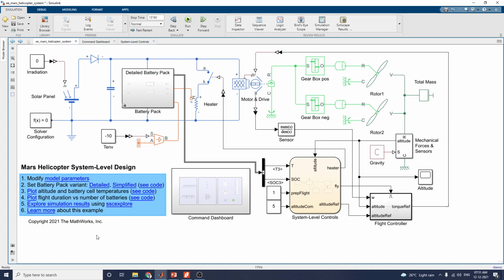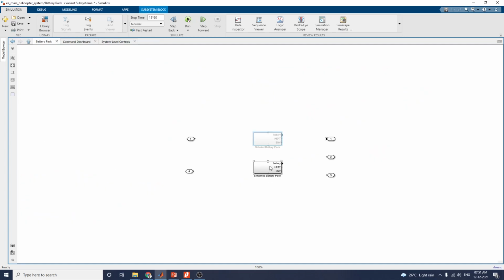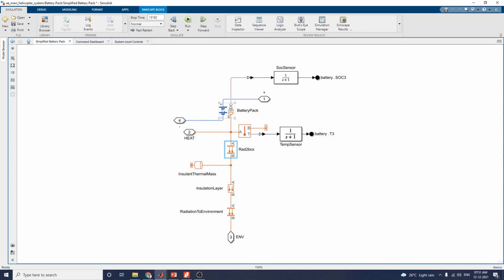What is the difference between these two as battery pack variants? If you select the simplified battery pack, you can only see this: one single cell solar pack, that is a battery pack, and the thermal mass block, the radiation to environment block, and the SOC sensor value. It's a simplified battery pack.